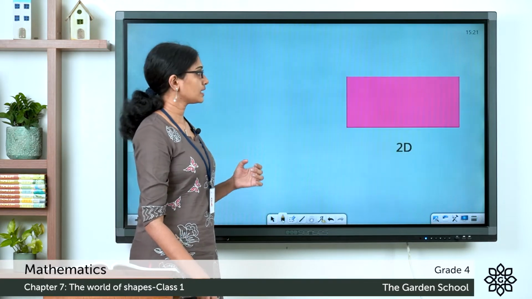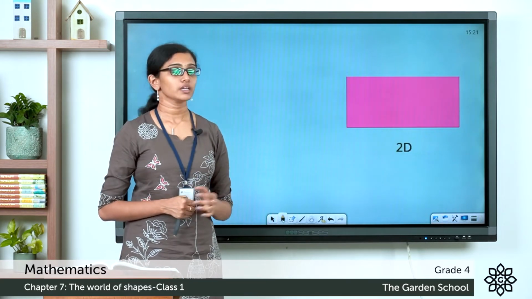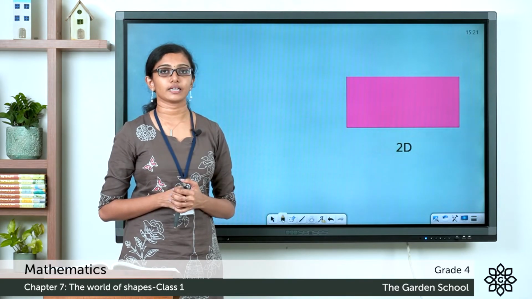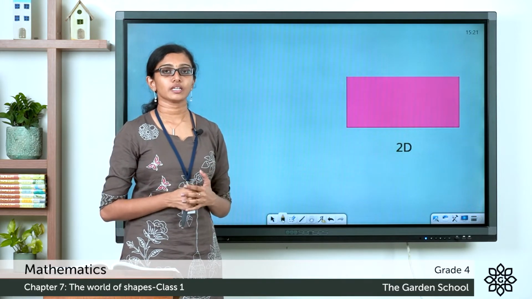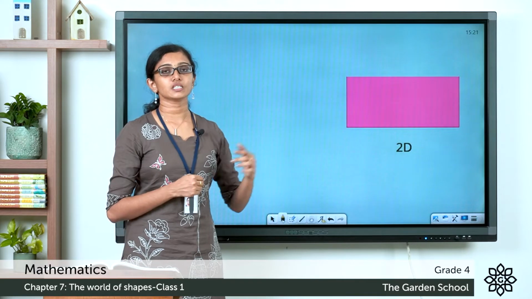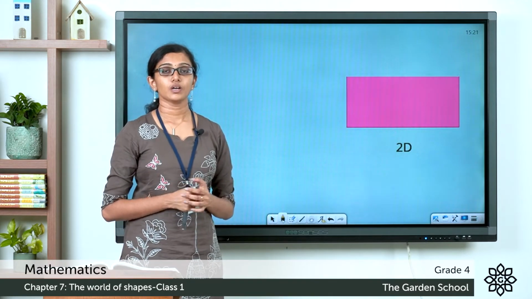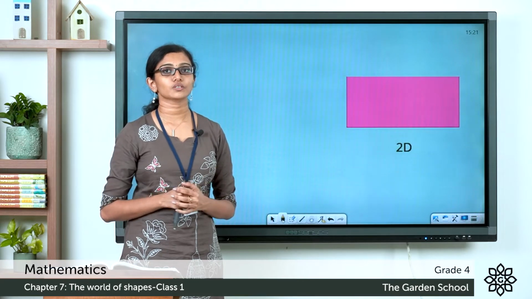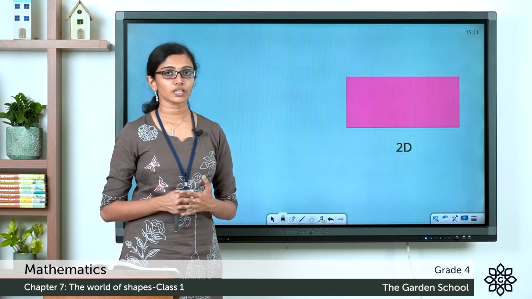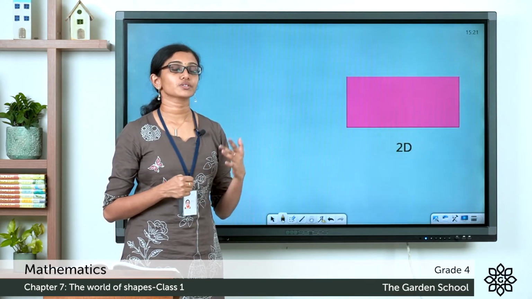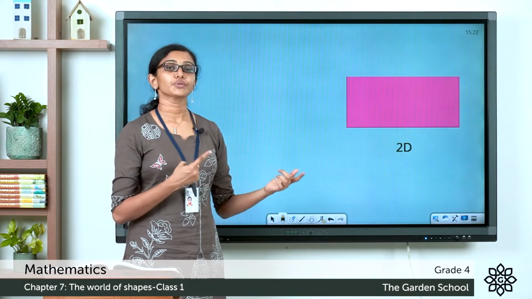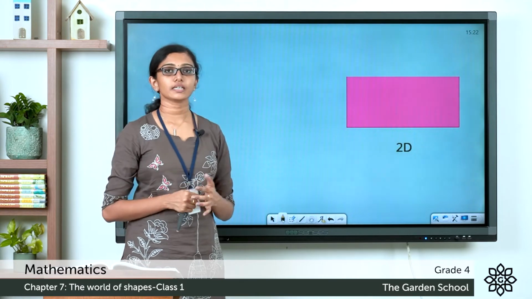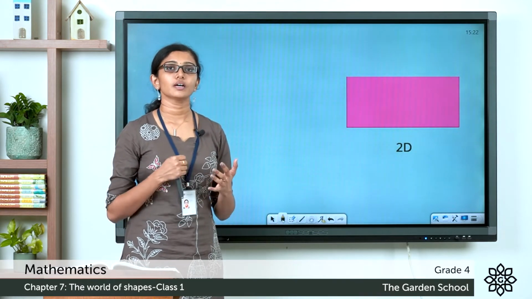And what could be two-dimensional then? Here you can see a rectangle. How do we usually define a rectangle? We say a rectangle has this much length and this much breadth or width. So we usually describe a rectangle with 2 dimensions or 2 measurements. Since we need 2 dimensions or measurements, we call that 2-dimensional or 2D. So the rectangle is a 2D or 2-dimensional shape.